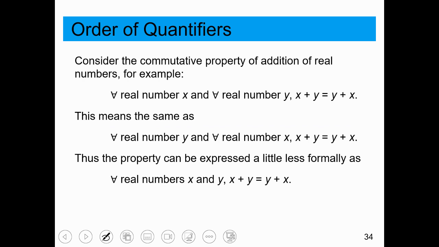Here's some examples. Consider the commutative property of addition of real numbers. For every real number x and every real number y, x plus y equals y plus x. Changing the order of these two quantifiers, since they are both universal, doesn't matter. So we could say for every real number y and every real number x, same thing. Since those are the same, we can write this a little more compactly by just saying for all real numbers x and y, x plus y equals y plus x.